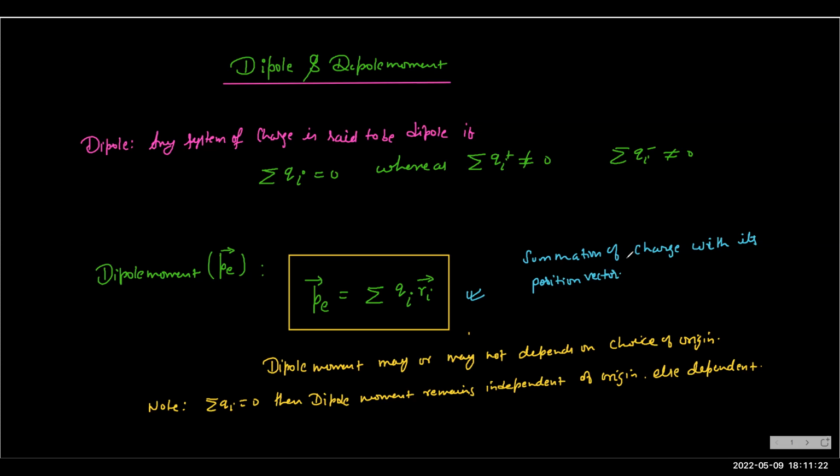So the summation of the product of charge with its position vector. And then the dipole moment may or may not depend on the choice of origin. If the net charge is 0, then the dipole moment remains independent of origin, else dependent.